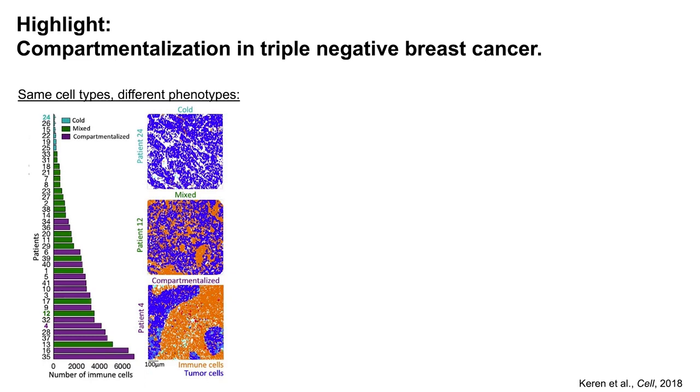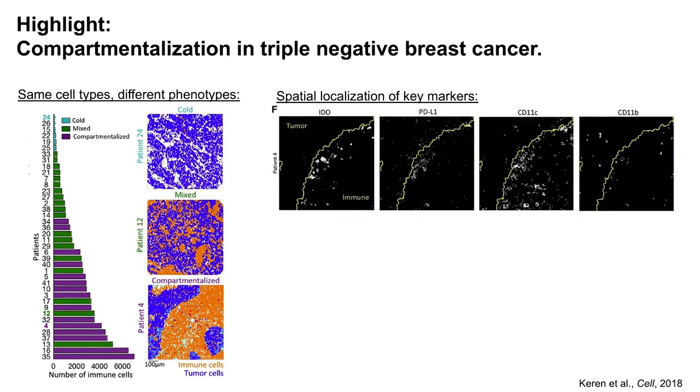For example, they were able to cluster the different types of patient samples into samples which had more mixed populations between immune cells and tumor cells, and samples which had stronger compartmentalization between the tumor and the immune environments.